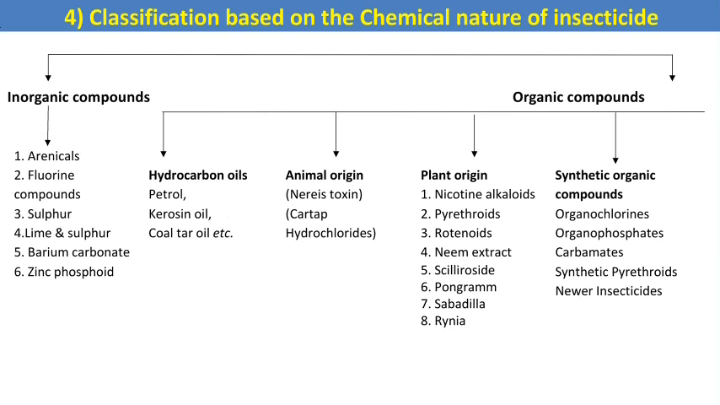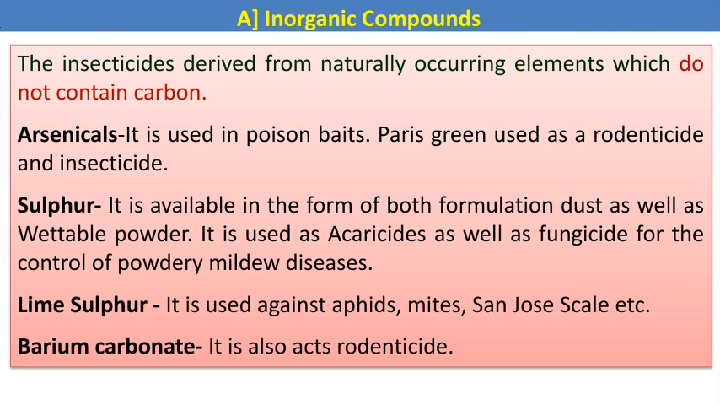Then, in the case of organic compounds, that is the hydrocarbon oils, animal origin, plant origin, and synthetic organic compounds. So, let us see one by one. The first one is inorganic compounds, that do not contain carbon atoms. In that, the mostly used are the arsenicals. In arsenicals, it is used in a poison bait, that is Paris green, used as a rodenticide.